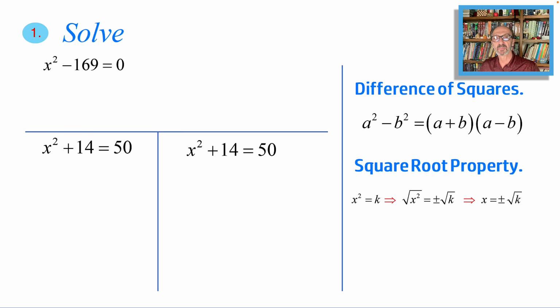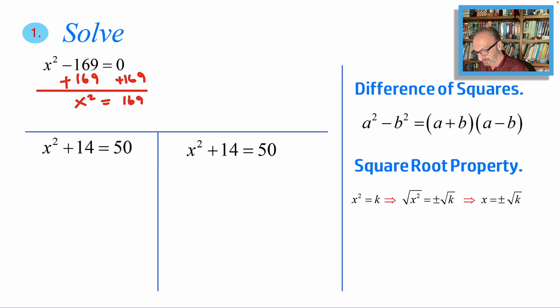I have 10 problems or 10 examples. Some of them have more than one. As you could see, here's number 1. x squared minus 169 equals 0. To solve this, we could add 169 to both sides, and we end up with x to the second equals 169.